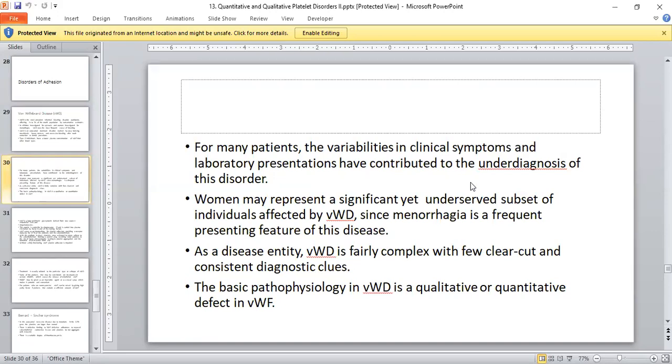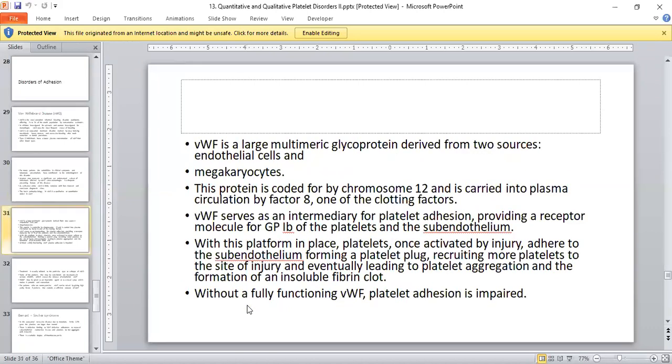Largely underdiagnosed. So the basic pathophysiology is a qualitative or quantitative defect in the von Willebrand factor. Whether it is a reduction in the von Willebrand factor, or the von Willebrand factor is there, but it is not functioning as it should. Maybe it wasn't made normally, so it's not able to exert its effect.